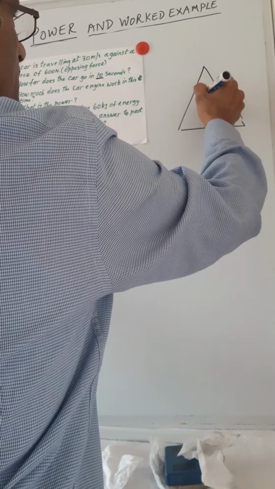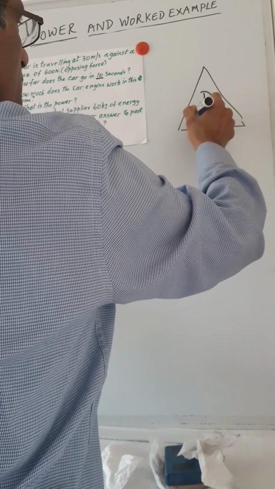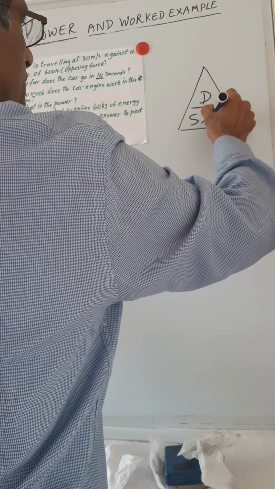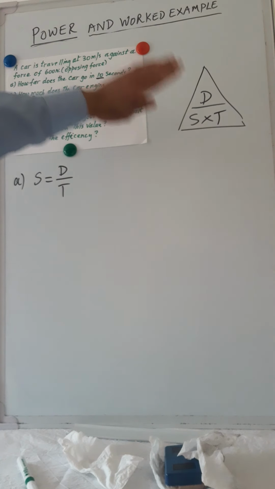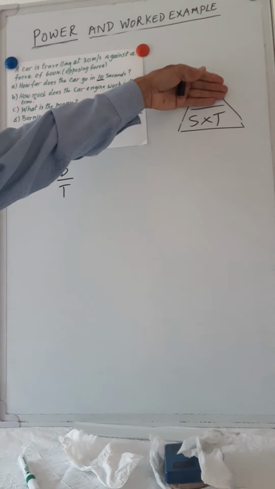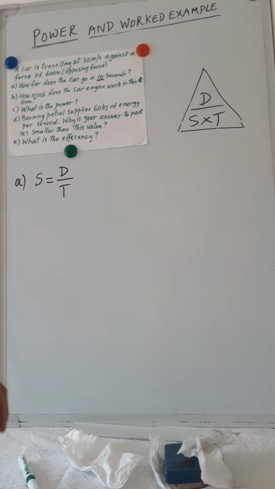Speed equals distance divided by time. Now, if you remember, we've done the formula triangle. Distance goes on top, speed times time. So if you want to find the speed, it's distance divided by time. If you want to find the distance, it's speed times time.